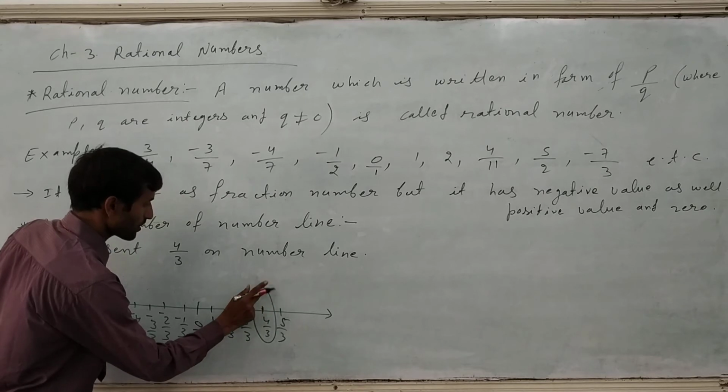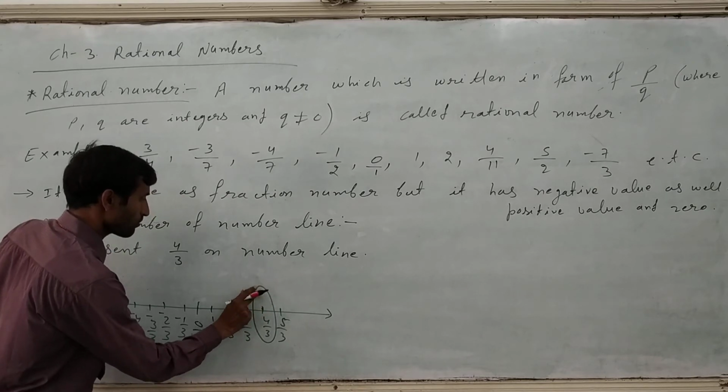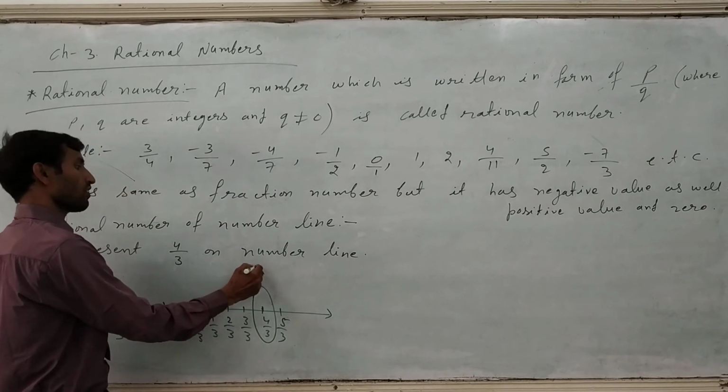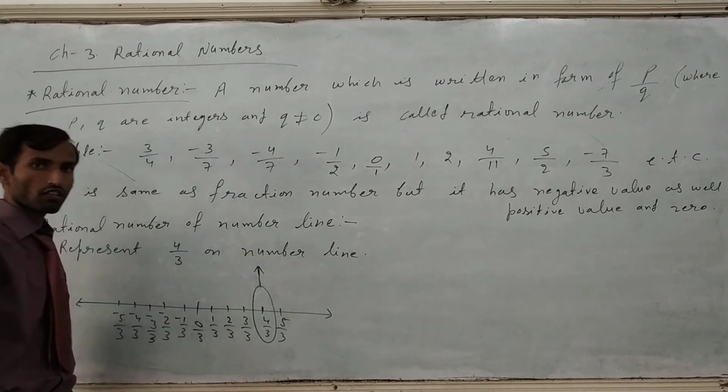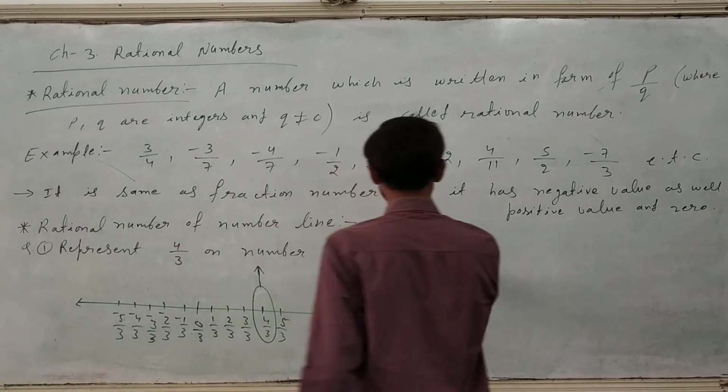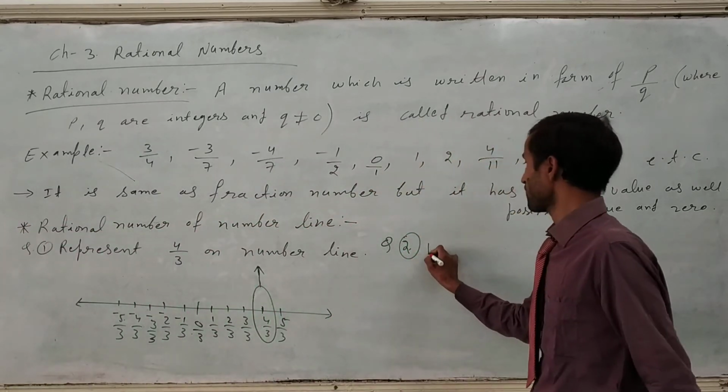So this is the representation of the rational number on the number line. This is the final answer. You can make an arrow also, or you can make a circle. That is the representation. Like that you can do any other question. Now I will take a second question, in negative.